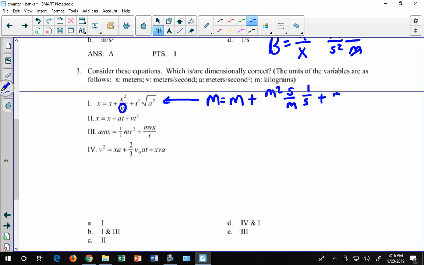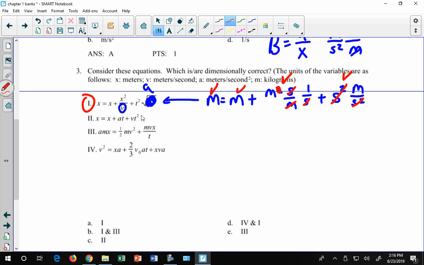Plus t squared, which is seconds squared. And then the square root of a squared, that's just a, right? So it's going to be a, which is meters per second squared. I can just get rid of this and say that's a. So I go through meters, meters, meters. That cancels. I'm left with meters all throughout. So far, this one is okay.